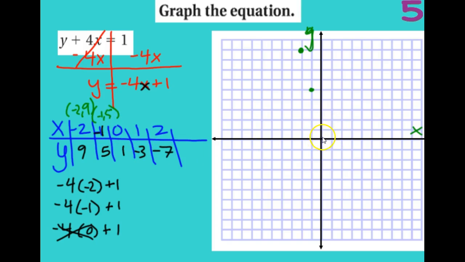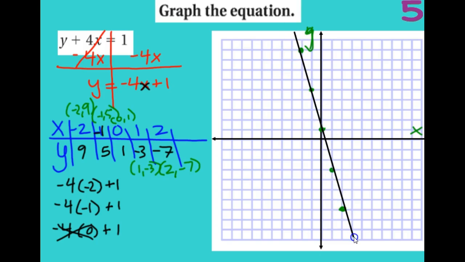Then 0, 1. 0 is not left or right, it's just up 1. Then we have the point 1, -3. So 1 to the right, and -3 would be down 3. And then 2, -7. 2 to the right, and down 7.